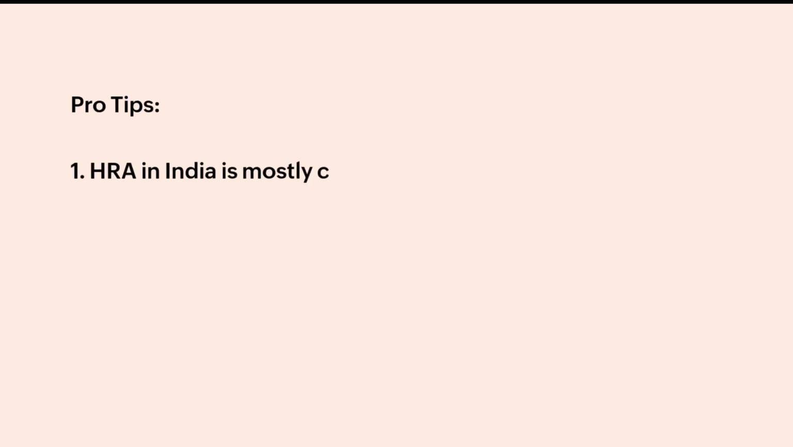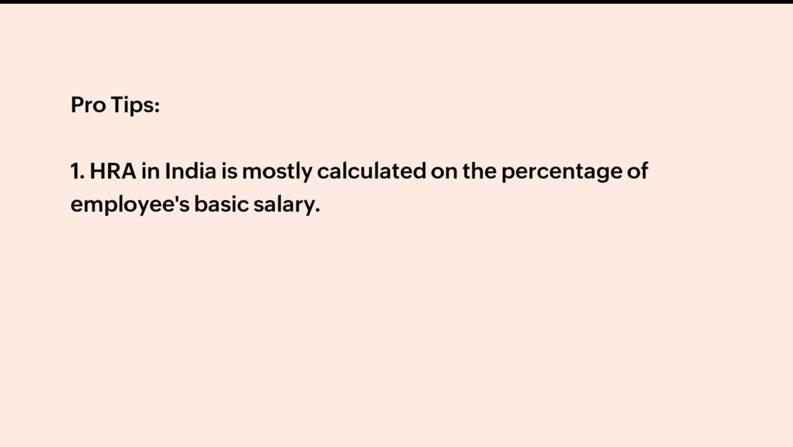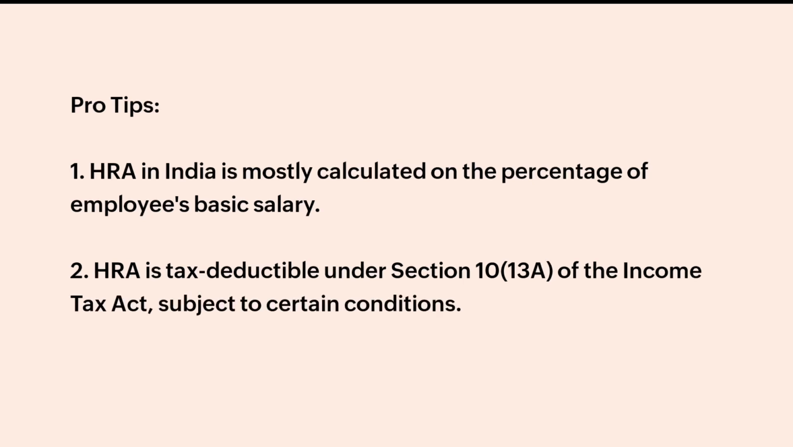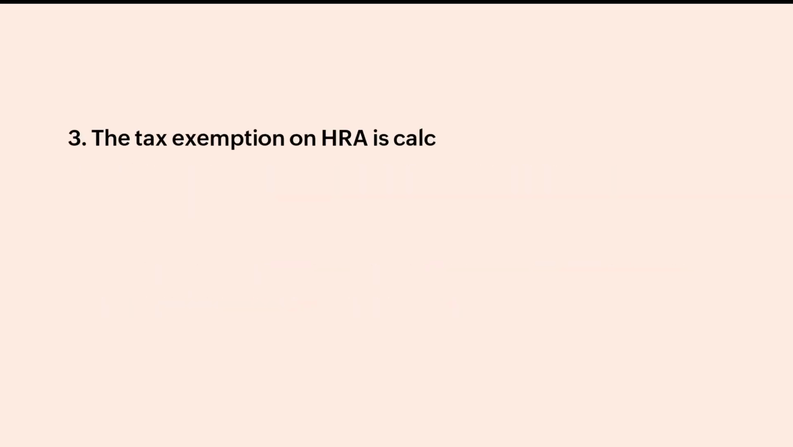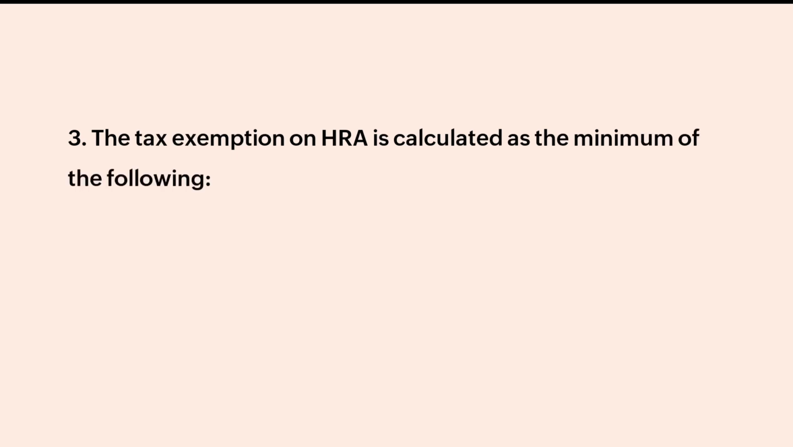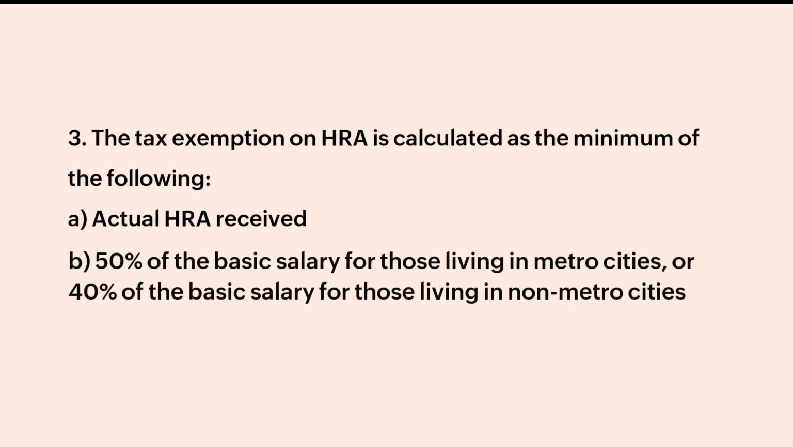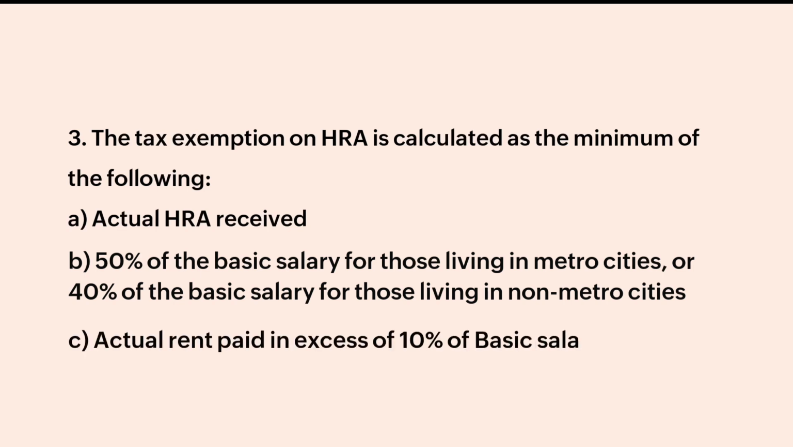Pro tips. House rent allowance in India is mostly calculated on the percentage of employees' basic salary. House rent allowance is tax deductible under Section 10(13)(a) of the Income Tax Act, subject to certain conditions. The tax exemption on house rent allowance is calculated as the minimum of the following: actual HRA received, 50% of the basic salary for those living in metro cities, or 40% of the basic salary for those living in non-metro cities, or actual rent paid in excess of 10% of basic salary.